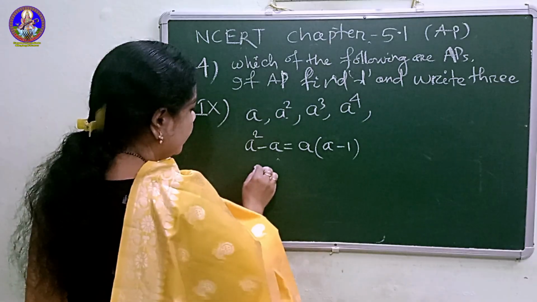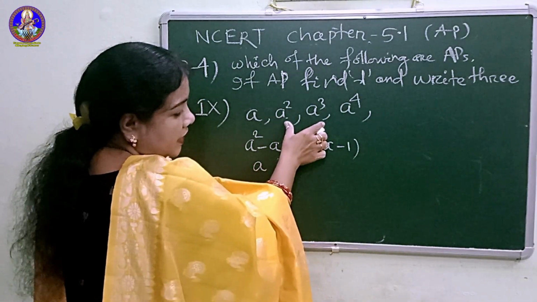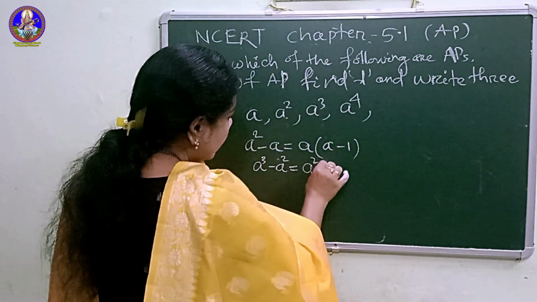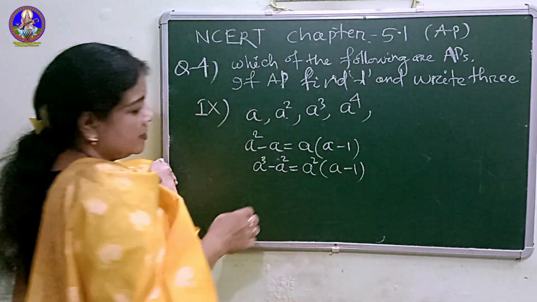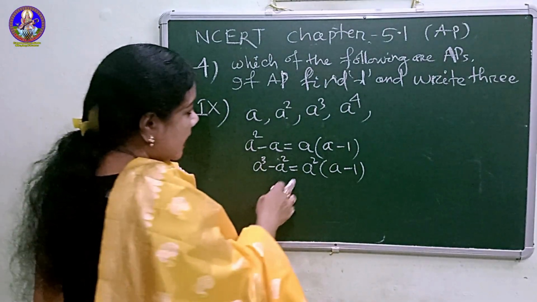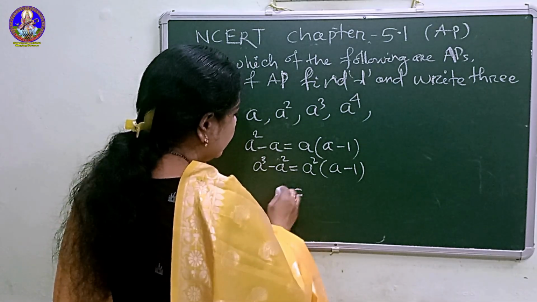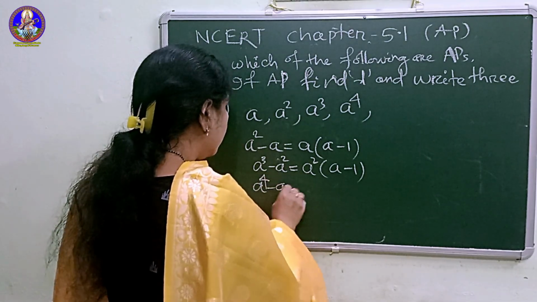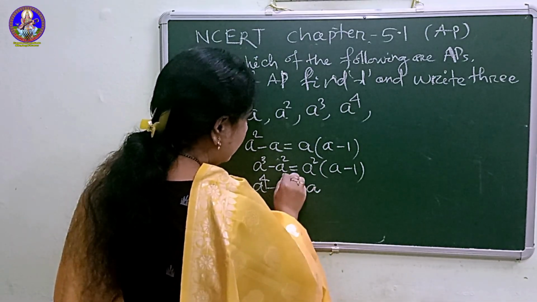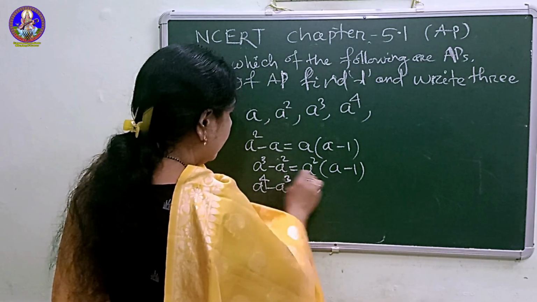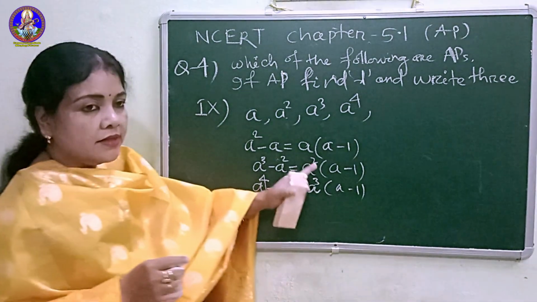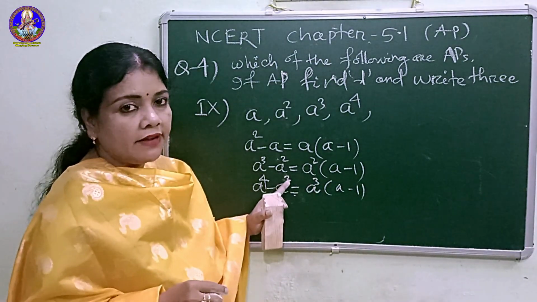Similarly, if you take the difference between the third term and the second term, this will be A cube minus A square. If you take A square common, you will also get A minus 1. Similarly, A to the power 4 minus A cube, taking A cube common, gives A minus 1. Actually, the difference depends upon the value of A.